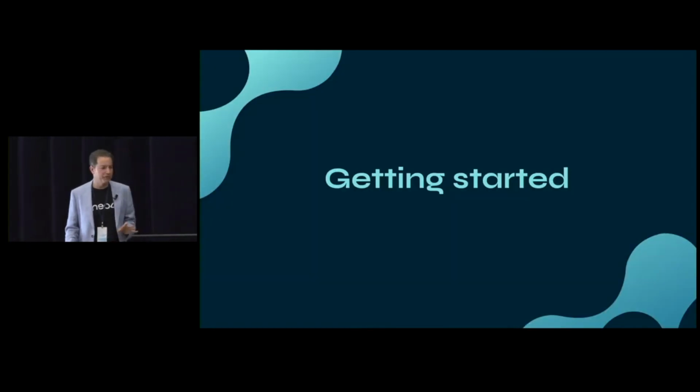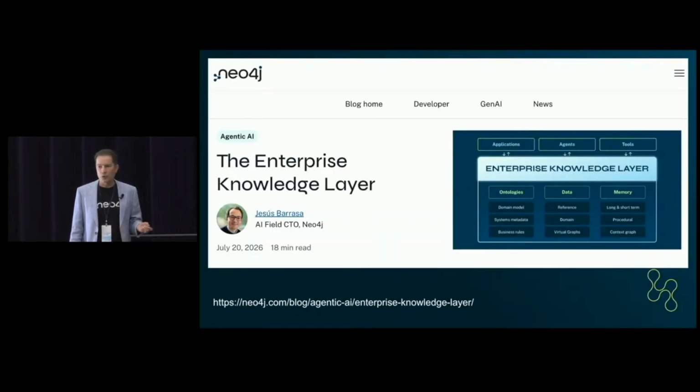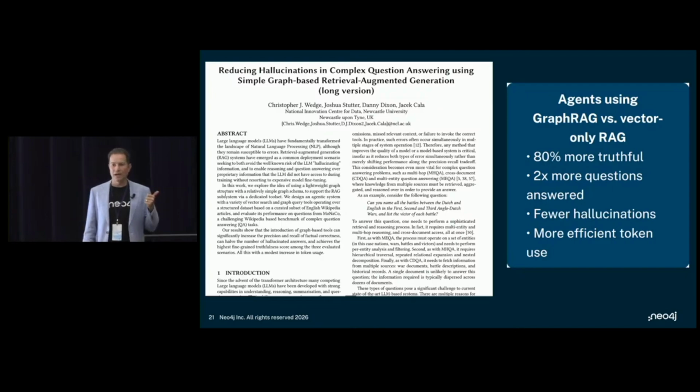So I'll just leave you with a few resources, and then we'll drop. One is this piece I wrote 2 years ago, introducing GraphRAG. It still holds up. The next one was just published 2 weeks ago, describing the enterprise knowledge layer, a kind of prose description of this talk. Number 3 is this paper I just mentioned, showing that agents using GraphRAG versus vector only are 80% more truthful, answer twice as many questions, hallucinate less, and it's less expensive. You use far fewer tokens.